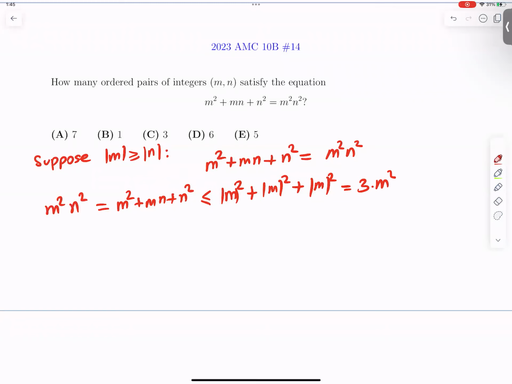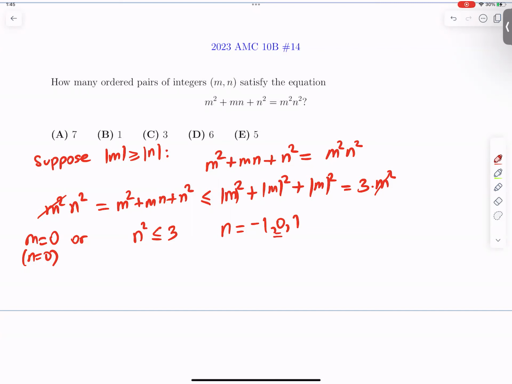So either m is 0, in which case n is 0, or after canceling, dividing both sides by m squared, we get n squared is at most 3. So if m is 0, we have n is also 0, or we have this. And in this case, n is -1, 0, or 1. These are the only possibilities. Okay, so we are going to do casework based on this.